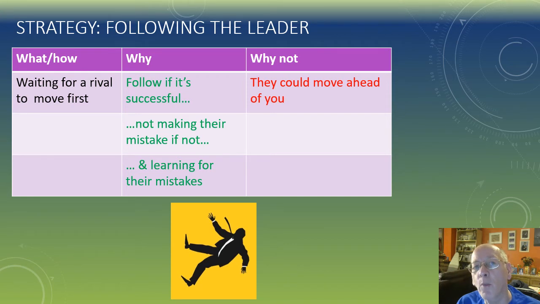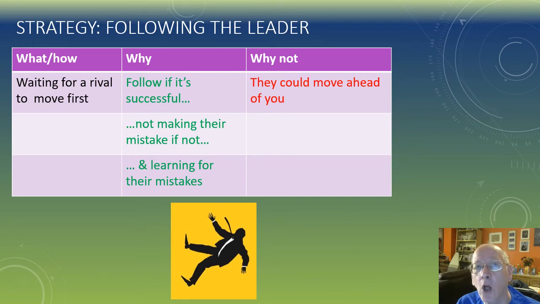So an alternative pricing strategy is to follow the leader. So you wait for someone else to move, and if what they do is successful for them, then you follow them. Whereas if they don't seem to succeed, you sit back and you rest on your laurels and you haven't made that mistake. And possibly you could even learn from their mistakes.